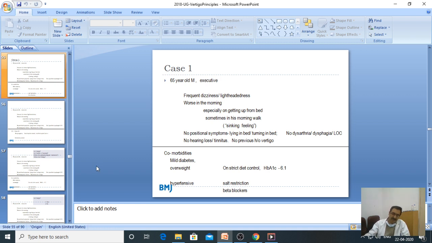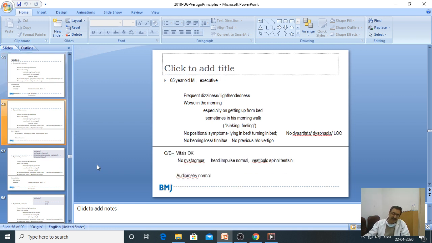So question. Now you have examined him. You find no nystagmus, the head impulse test is normal. The vestibulospinal tests, basically the Romberg's test and a few other tests we do to assess, are normal. Audiometry, which basically means a hearing test, is normal. Okay?